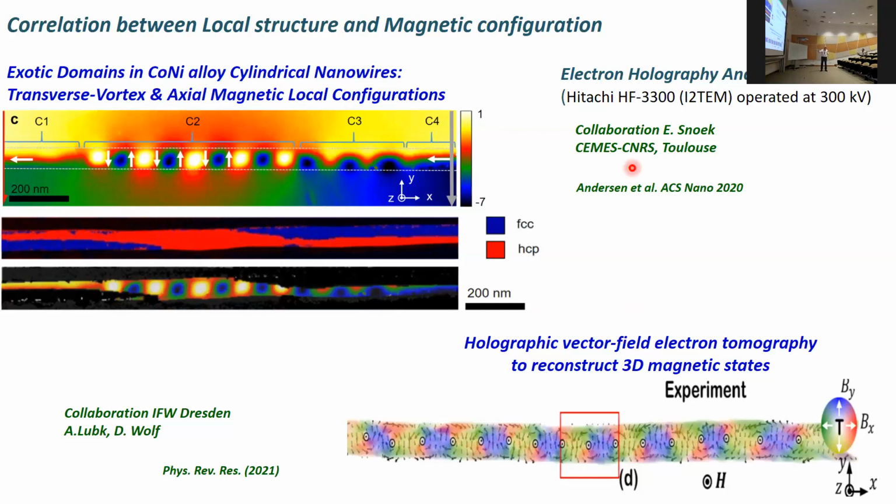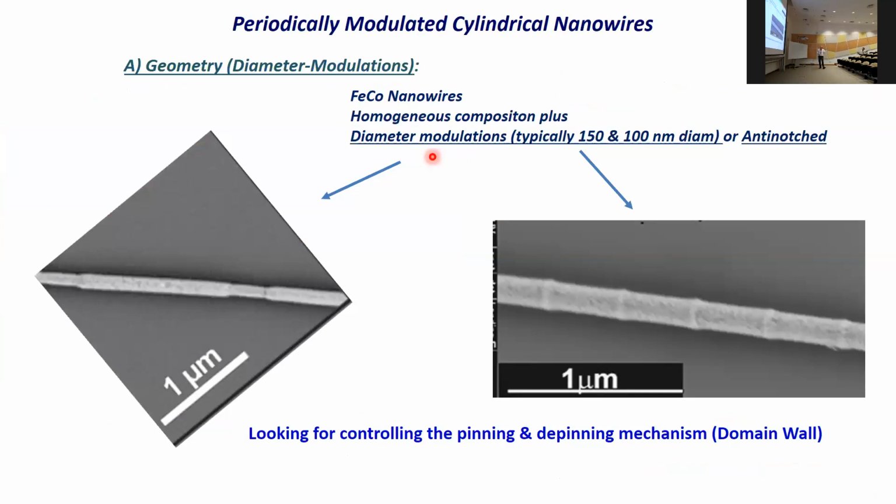Even more, in collaboration with a group in Toulouse, Etienne Snoeck performed electron holography measurements, and we can correlate this exotic domain structure, where we have vortices and transverse domains in a direction perpendicular to the axis of the nanowire, with the local region where we have a hexagonal lattice. Where we have cubic anisotropy, we have axial domains. So this is the hexagonal, and this to the right would be the axial and cubic crystal. Let's go now to the periodically modulated nanowires.